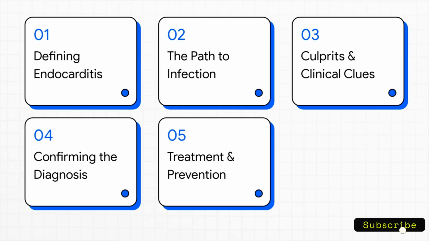So, here's our game plan. We're going to tackle this in 5 logical parts. We'll start with a solid definition, then get into how the infection actually happens. We'll look at the usual suspects and the clues they leave behind, then nail down the diagnosis, and finally, cover treatment and prevention. It's a perfect roadmap for revision.